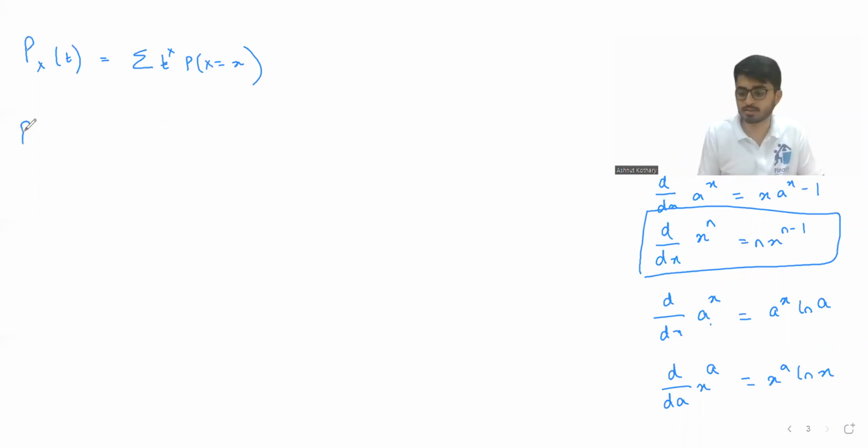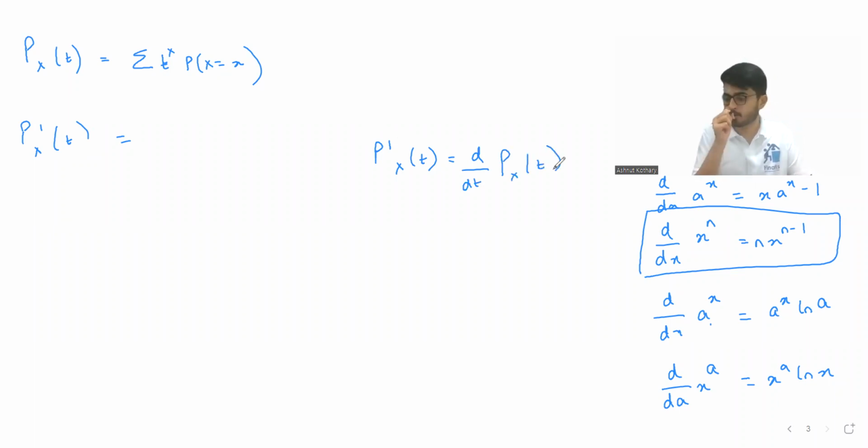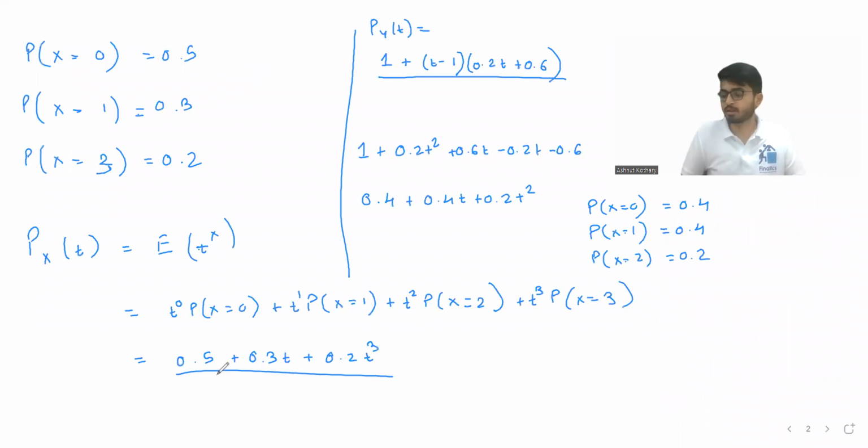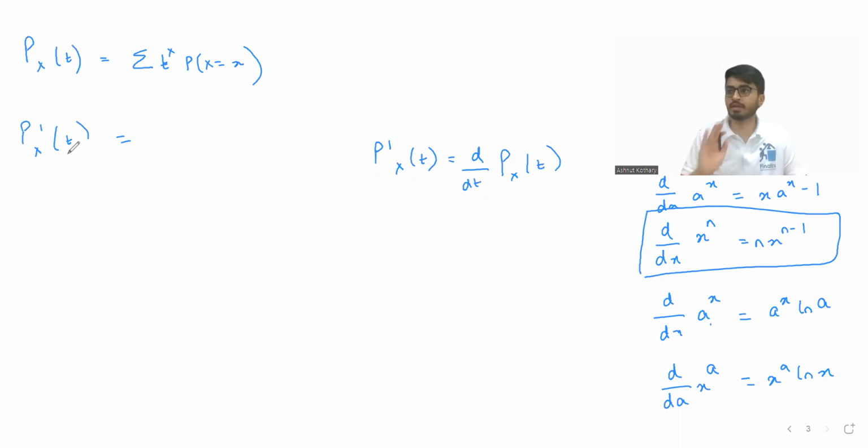So if I differentiate this once, P dash x(t), I need to differentiate with respect to what? First of all, I am differentiating with respect to t. So when I write P dash x(t), what I mean is d by dt of P_X(t). That is the first thing you all should keep in mind. We saw that this P_X(t) was nothing but a function of t only, and now we're differentiating with respect to t only and not with respect to x. So differentiation of t to the power x.